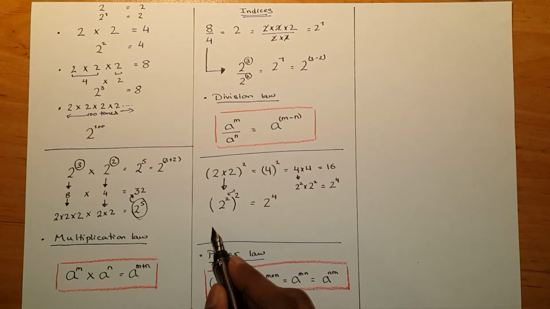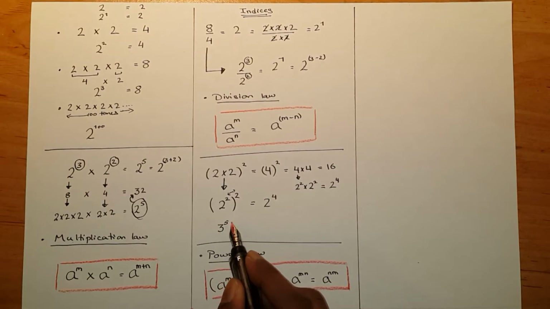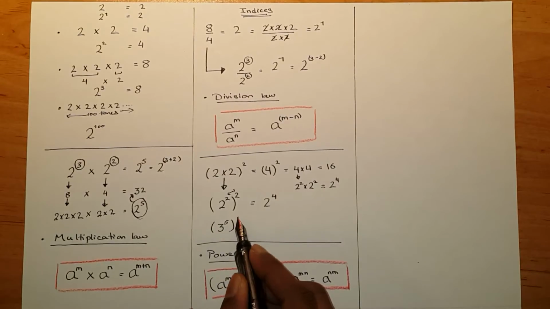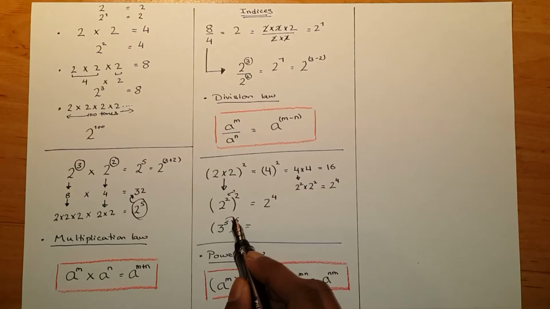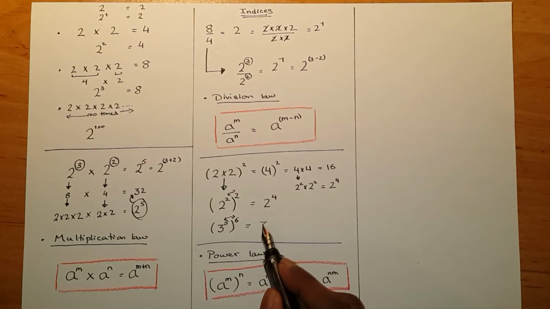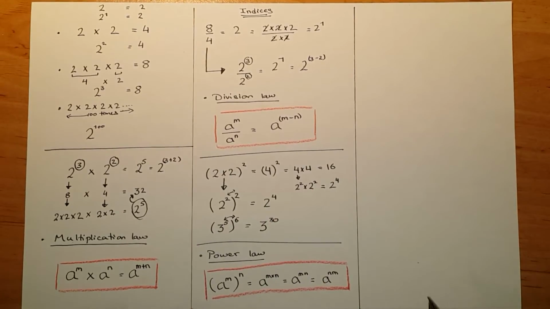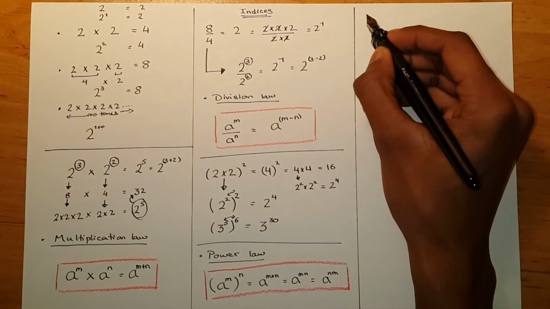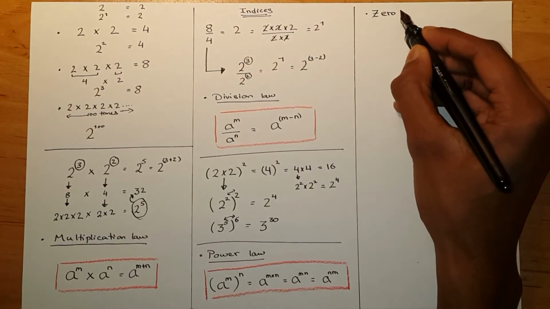If we had 3 to the power of 5 and this to the power of 6, all we would have to do is multiply those two powers, which makes 3 to the power of 30. One more thing. The zero index.